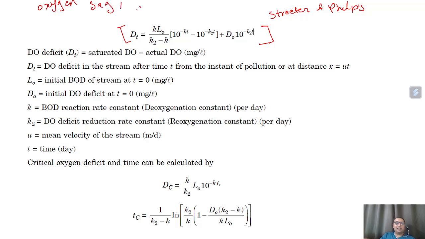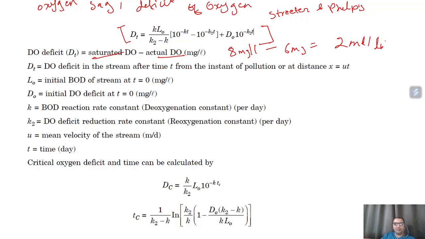Oxygen sag is the deficit of oxygen in the water. As we saw, the DO level falls, the dissolved oxygen falls. So deficit is the saturated DO minus actual DO. Say saturated DO at a given temperature is 8 milligram per liter, and the actual DO in that river water is say 6 milligram per liter. So the deficit dissolved oxygen is given by 2 milligram per liter. So that's what it models, and there are different values here.